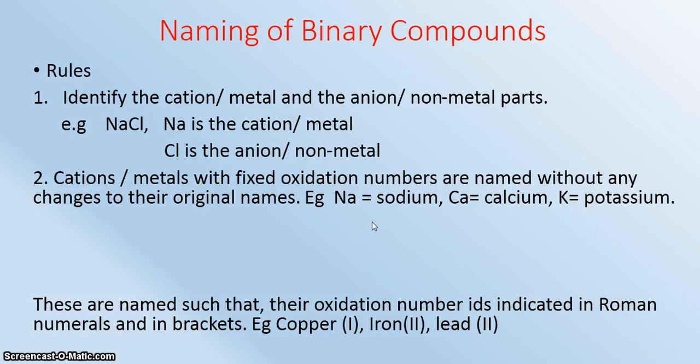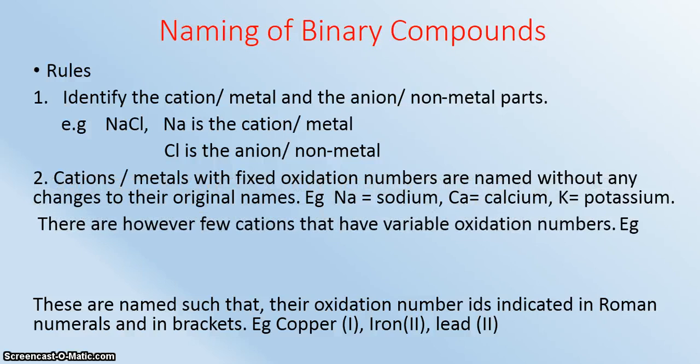So they are fixed. They have only one kind of oxidation number. So those with only one kind of oxidation number, name them such that their names do not change. We don't add anything to their name. So sodium will always be sodium. Calcium will be calcium. Potassium will be potassium. We don't add anything or change anything with it.